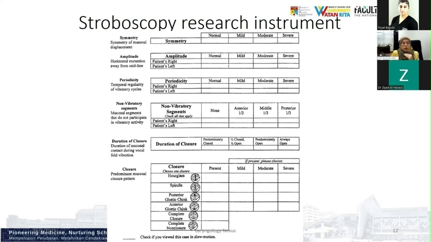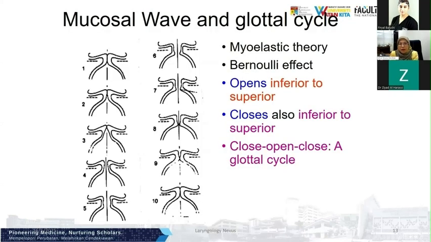Then I will talk later on what is amplitude. And then you look at whether the vibration is periodic or not. Then you look at whether there's any non-vibratory segment in the right or left vocal fold. And then you look at the duration of closure, which determines the phase closure, whether it is predominantly closed, half open, half closed, or predominantly open, and then the type of closure. So this is, I think, very useful and less laborious in the way you document the stroboscopic findings.